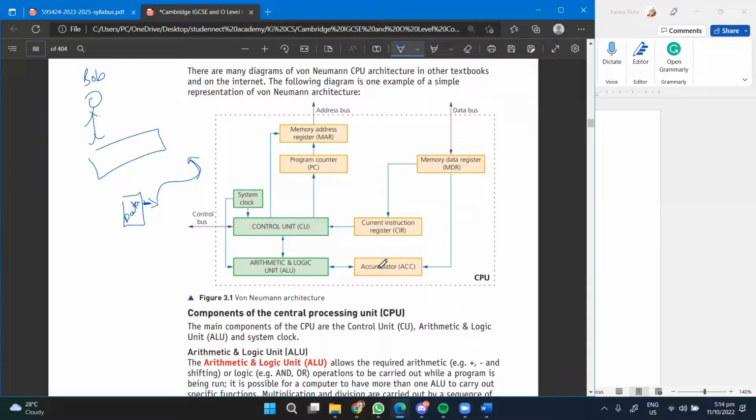And then we have the accumulator. The accumulator you can see is linked directly to the arithmetical logic unit. This means you can understand by this itself that the accumulator, which is a type of register, stores the results of the calculations taking place in the ALU itself.